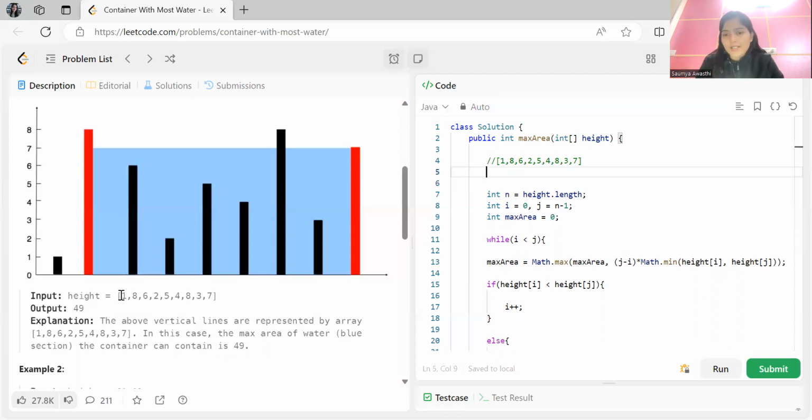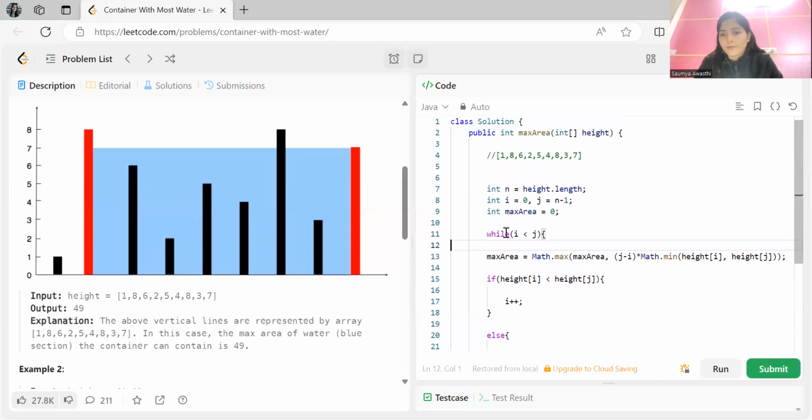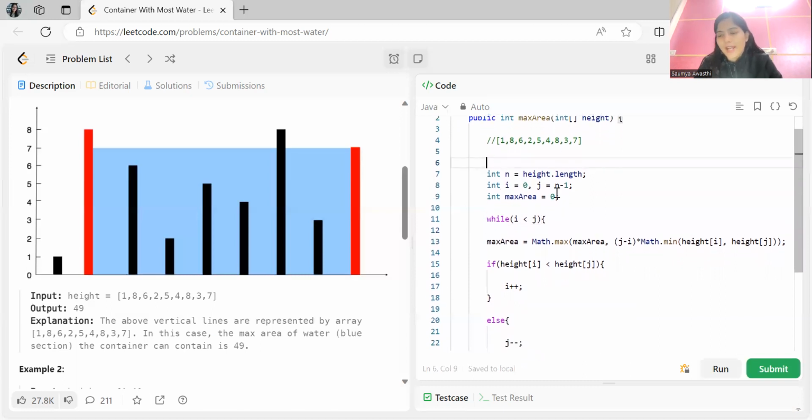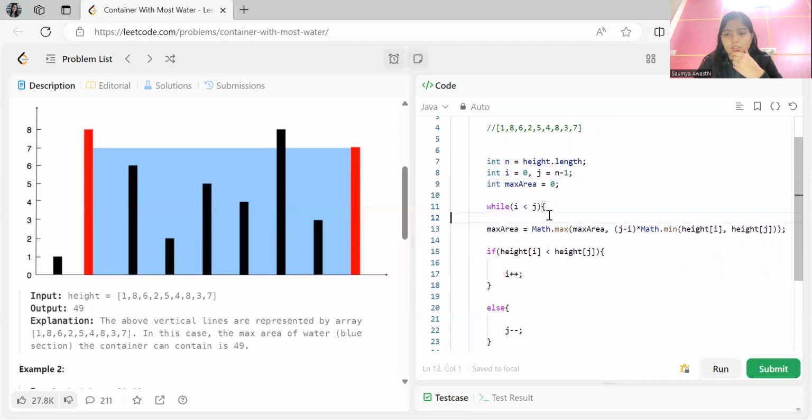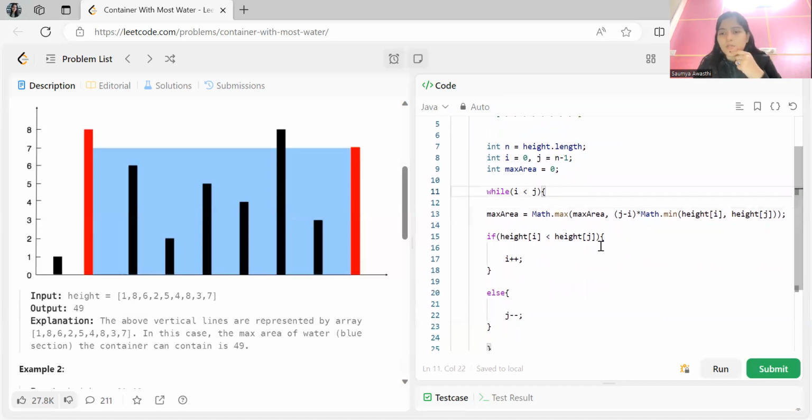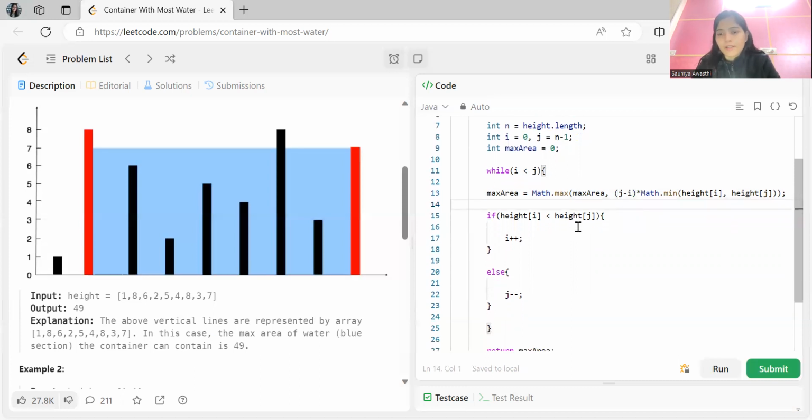So that's what we have done. Again, this question comes under the two pointer approach. So we have the size of the array, and the i and j pointers, where i would be pointing at the starting index and j would be pointing at the last index. Then max area is what we are going to return. We will continue in this loop as long as i is less than j. And again, max area is going to contain the maximum of the previously calculated area and our current calculation, that is j minus i into the minimum of height i and height j, which we have to consider for determining the area, right?